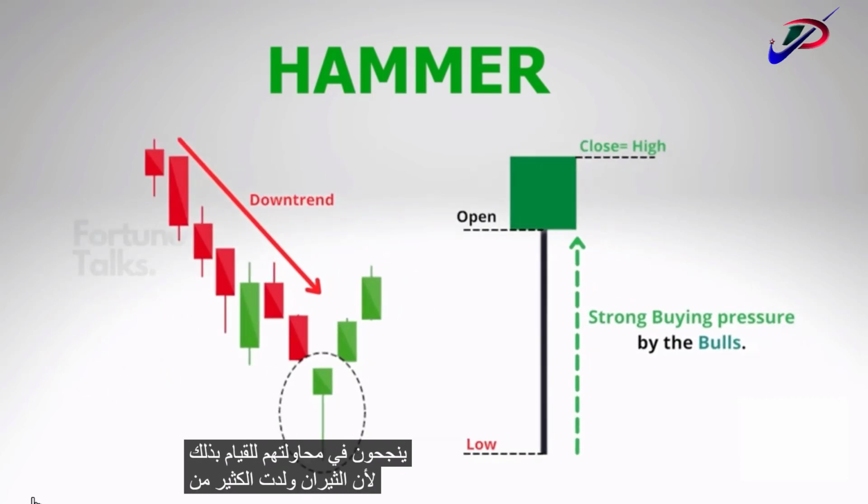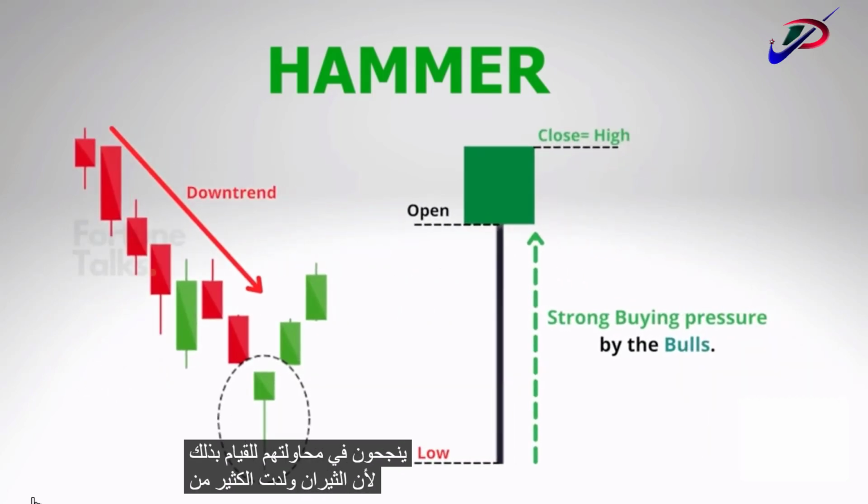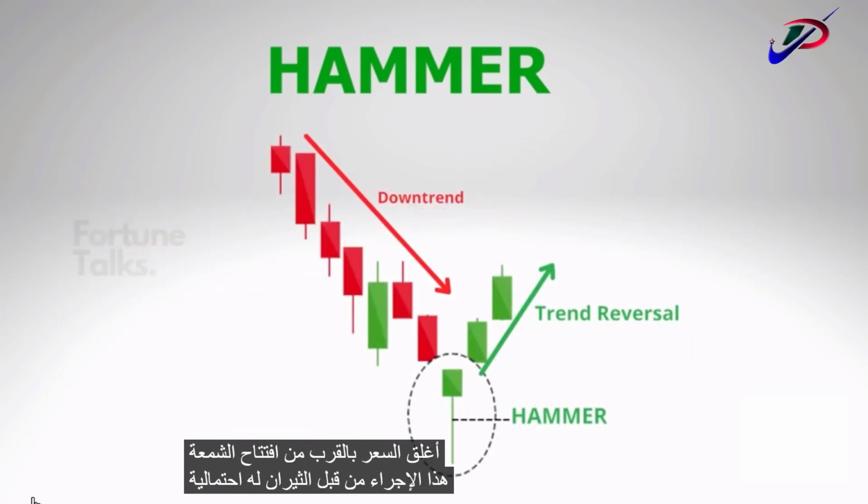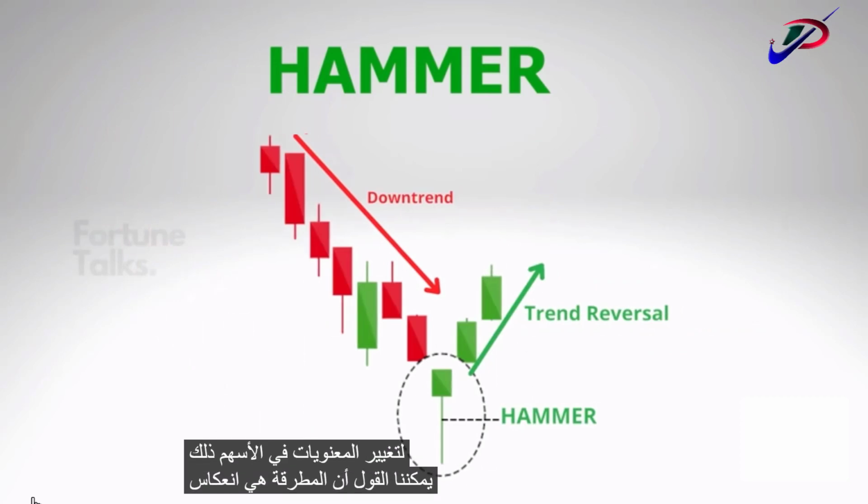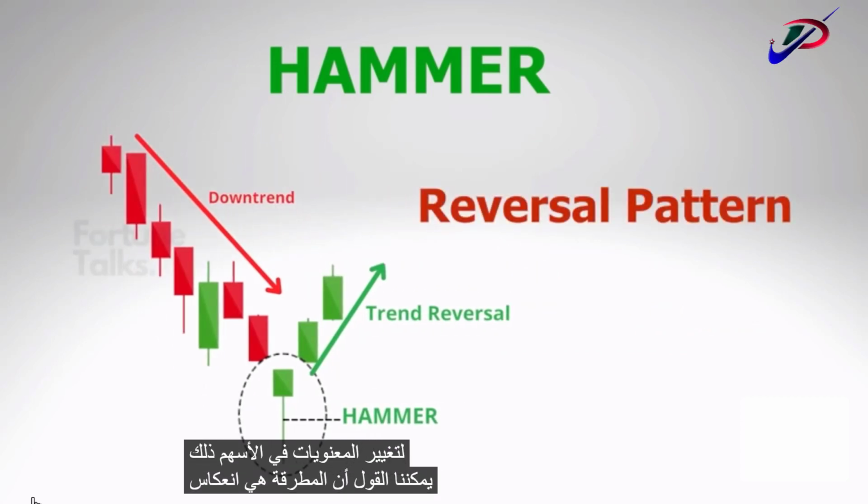because the bulls generated a lot of buying pressure, so much so that the price closed near the open of the candle. This action by the bulls has the potential to change the sentiment in the stock. So we can say that the hammer is a reversal pattern, and a hammer pattern could indicate a bullish reversal in the market. Now moving on to the hanging man.